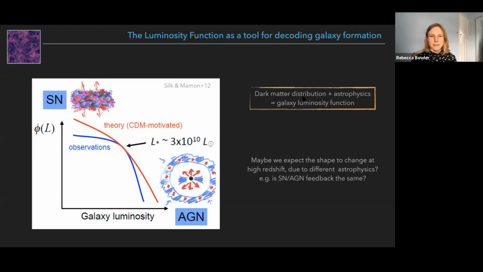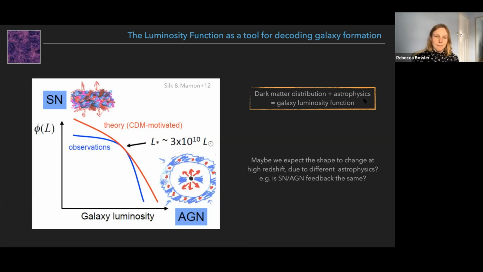So if we imagine we can see all the dark matter, and then we painted on top galaxies through astrophysics, which is obviously an enormous, complicated thing, then the result of that is what we observe as the galaxy luminosity function. So that means that we can tell something about both the astrophysics and the dark matter from what we observe in the luminosity or mass functions.